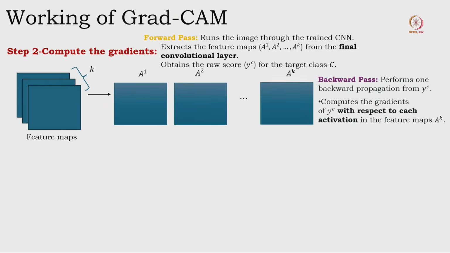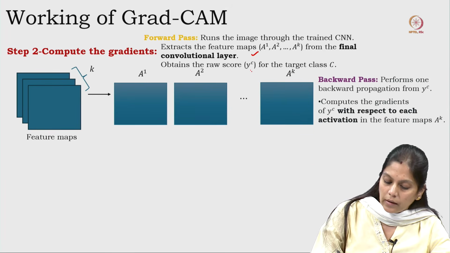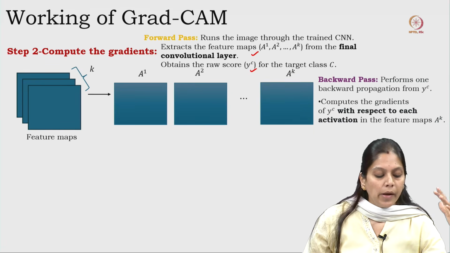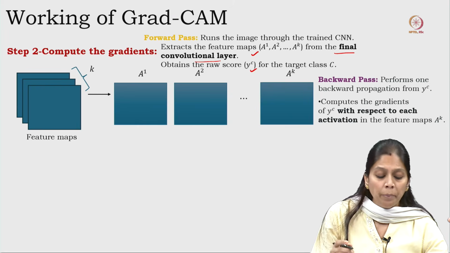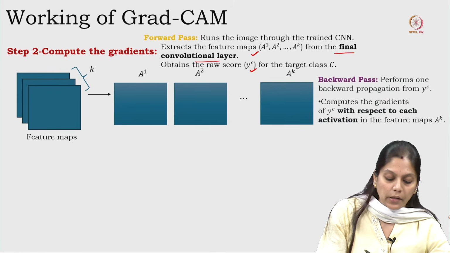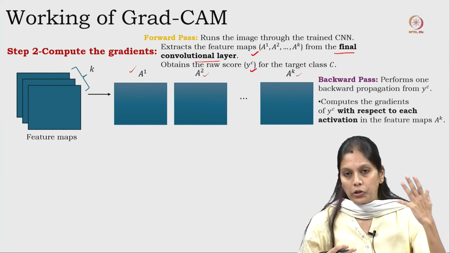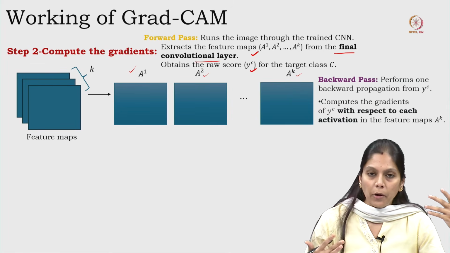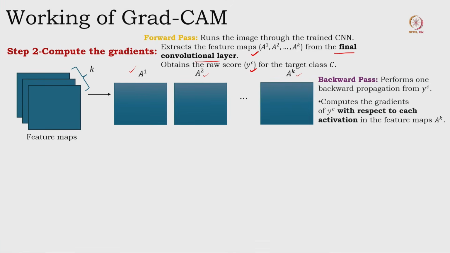Now, let us look into the core working mechanism. In the forward pass, we have got the feature maps of the final convolutional layer. Let us assume these are the feature maps A1, A2 and so on up to AK. If we have used 5 kernels, we are going to have 5 feature maps. In general, if you are using k kernels, we are going to get k feature maps. And we also have this value yc.